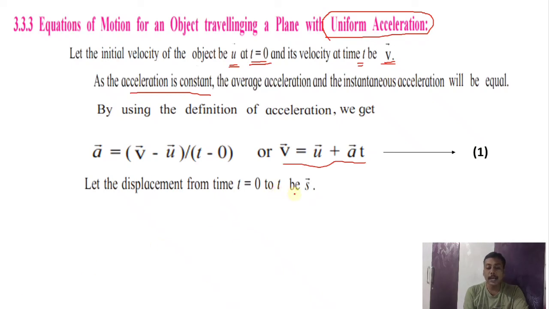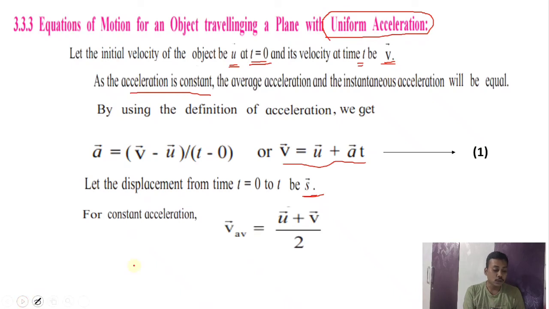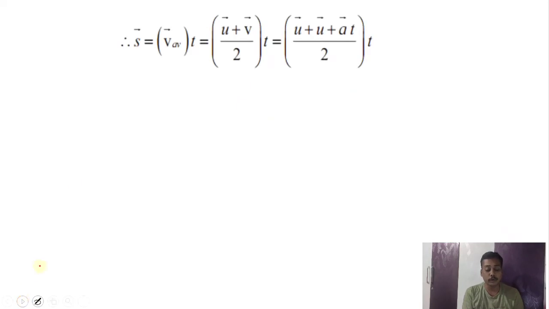I give that equation as 1. Now let the displacement from time t equal to 0 to t be s bar. So in time 0 to t, the displacement of the object becomes s bar. We know that acceleration is constant, so the average velocity is u bar plus v bar upon 2. We take the average of the velocities, that is the sum of velocities divided by the number of velocities. Here u bar and v bar are only two velocities, so I take the average velocity here.